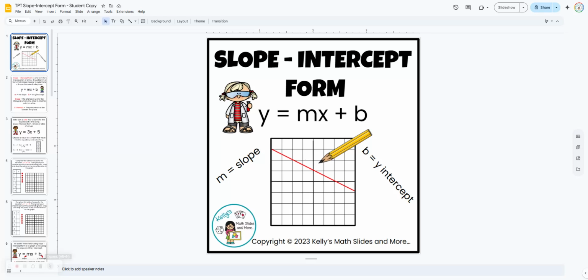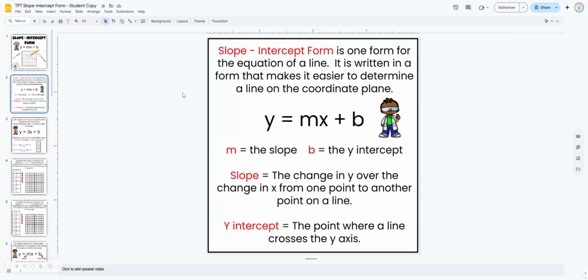Slope-intercept form, y equals mx plus b. This is a digital lesson, and the lesson starts with explaining what slope-intercept form is. It's one form for the equation of a line, and it's written in a form that makes it easier to determine what the line is on the coordinate plane. M is equivalent to the slope, and b represents the y-intercept.